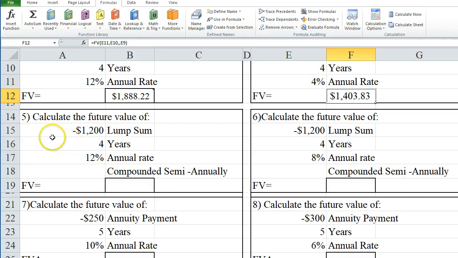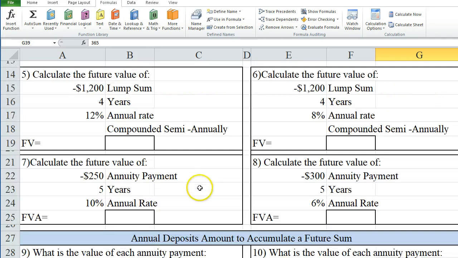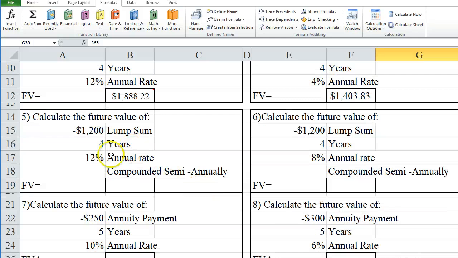In problem 5, we calculate the future value of a $1,200 lump sum for 4 years with a 12% annual rate, but compounded semi-annually. At the bottom of this file, I have a little schedule with the terms annual, semi, quarterly, monthly, and daily, and a frequency denoted by the character M. The frequency would be 1, 2, 4, 12, and 365. This just means the compounding occurs multiple times in 1 year.